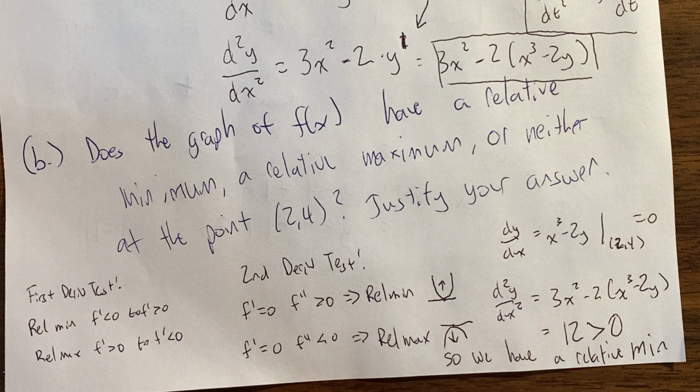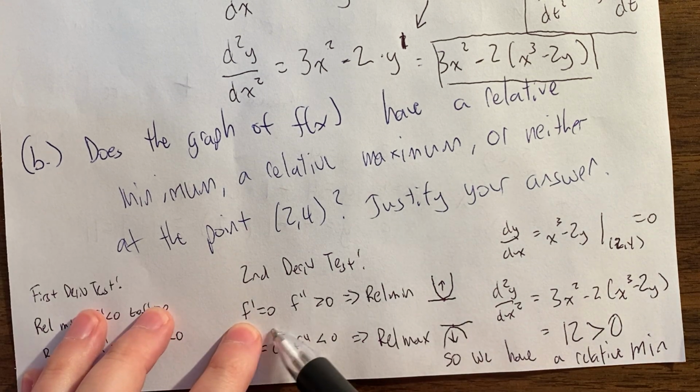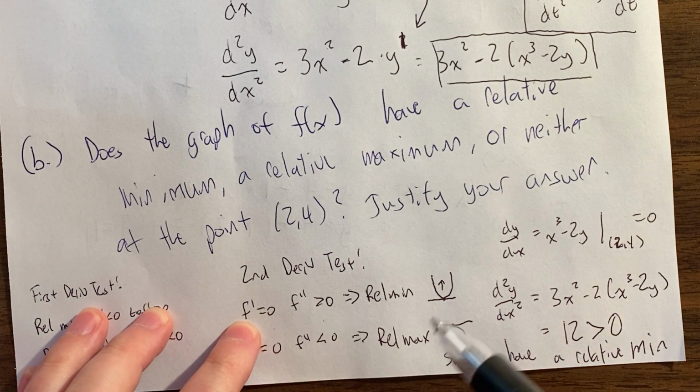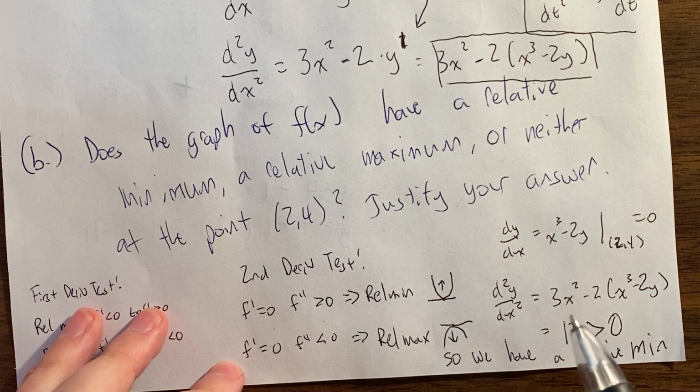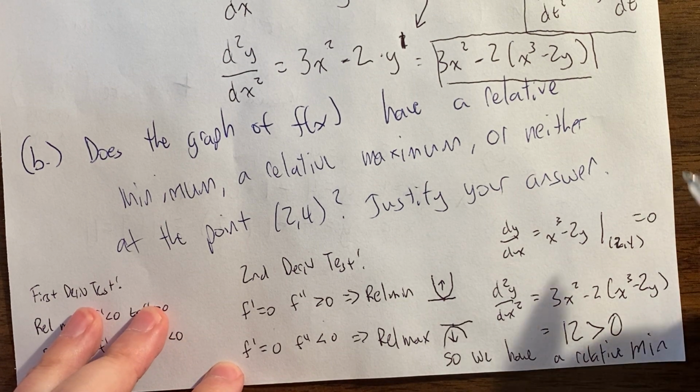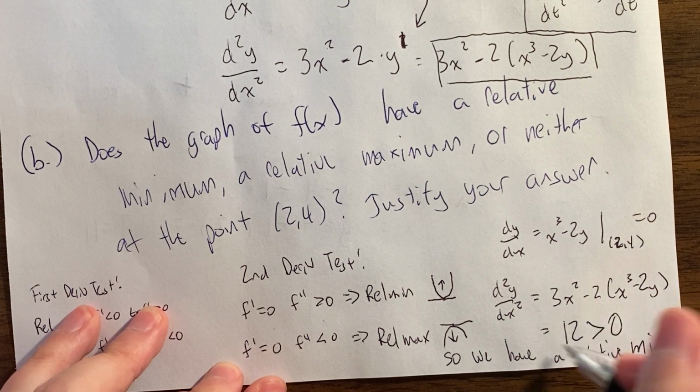And remember that the second derivative test says if f prime equals 0 and f double prime is positive, that's a relative min because you're concave up. And the opposite is true for a relative max. So in this case, we had a relative min because the first derivative was 0 and the second derivative was positive.